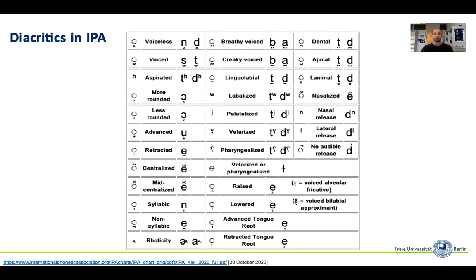And in order to be able to include all the different details about the pronunciation of different words, the IPA has a set of diacritics that we can use for that. If you're going to transcribe or read English IPA transcription, you will probably not see all of them, but some of them definitely.